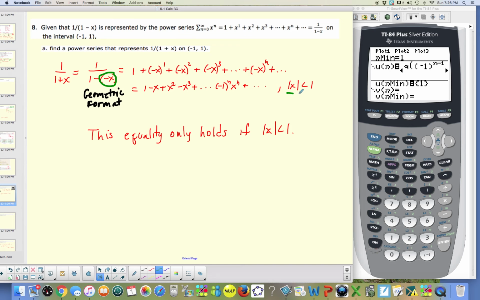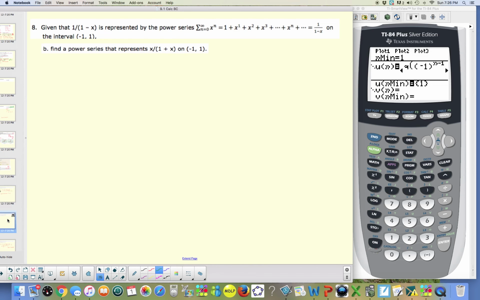But again, you have to remember that you can't just put any old x to represent it. It must be only x's where the absolute value of x has to be less than 1. So this equality only holds if this is true about what x is.